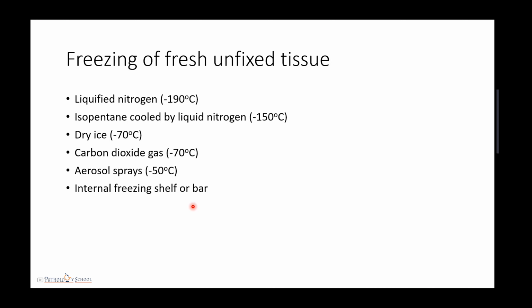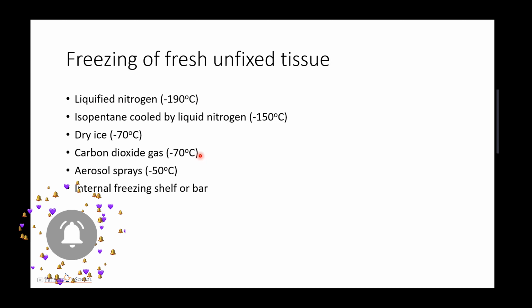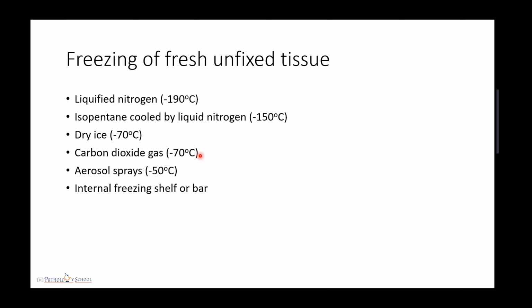Now for the freezing of fresh unfixed tissue, we can use various agents. One is liquefied nitrogen, which can give you a temperature of around minus 190 degrees Celsius. Second is isopentane cooled by liquid nitrogen, which helps in attaining around minus 150 degrees Celsius. Then there's dry ice, which gives you minus 70 degrees Celsius. Again, carbon dioxide gas gives you minus 70 degrees Celsius. Different aerosol sprays are available, which help in attaining a temperature of minus 50 degrees Celsius. Then there's the internal freezing shelf or bar.